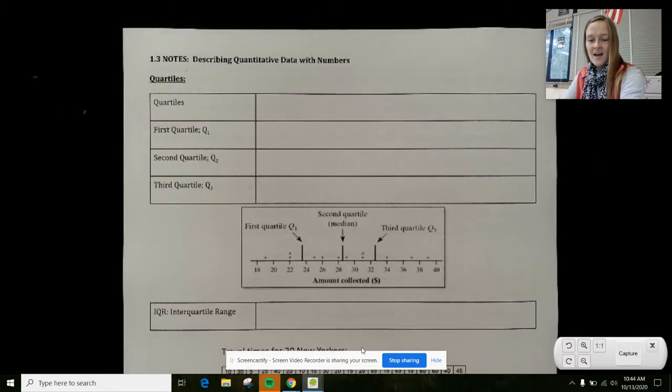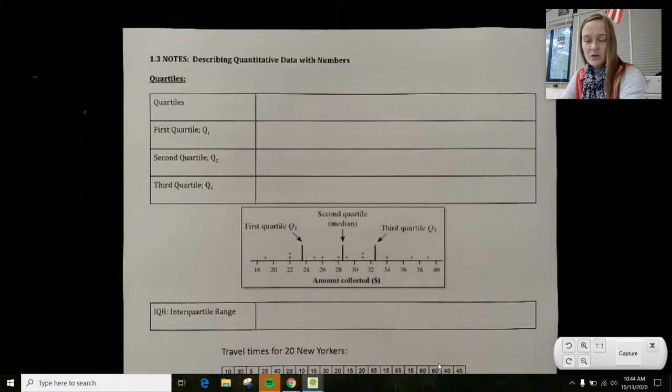Hi guys, I am going to teach you about the second half of the 1.3 notes today. I'm going to do it on paper so that you can see my hand doing all of the things that you would see me doing either virtually or in person.